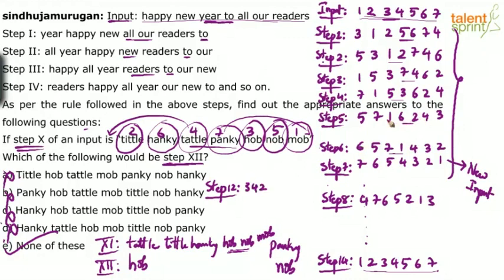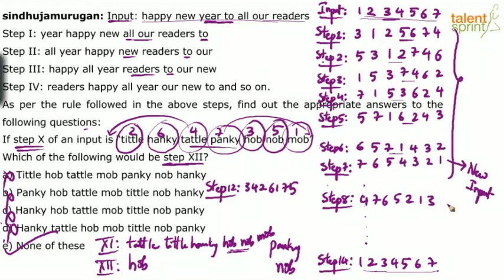3426175. Now this 3 is nothing but the third word. What is the third word? Hob. What is the fourth word? Tattle. So you know the answer should start with hob. Look at the options. All the options get eliminated. Are you able to follow?